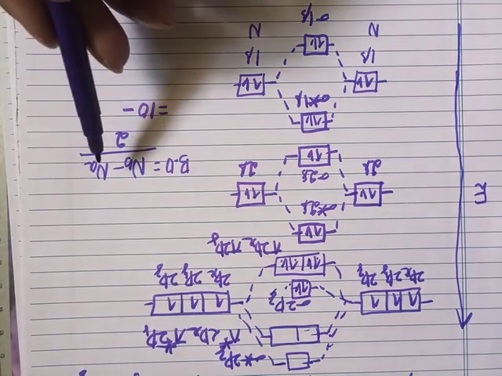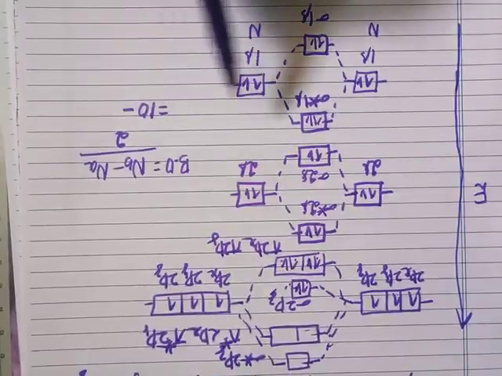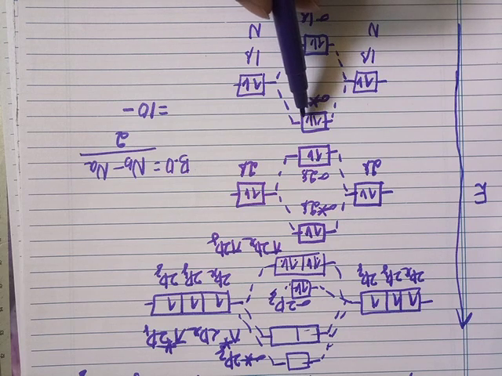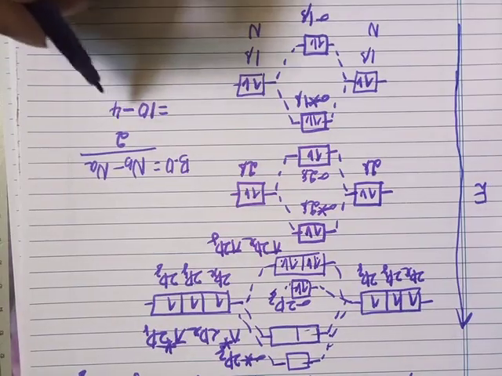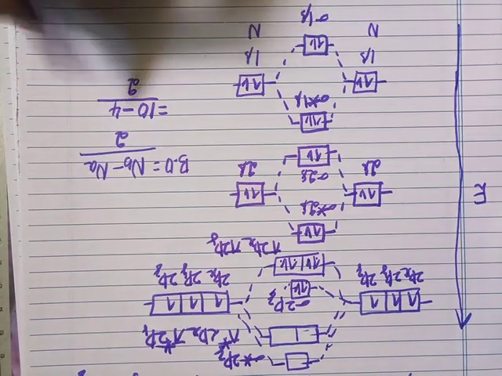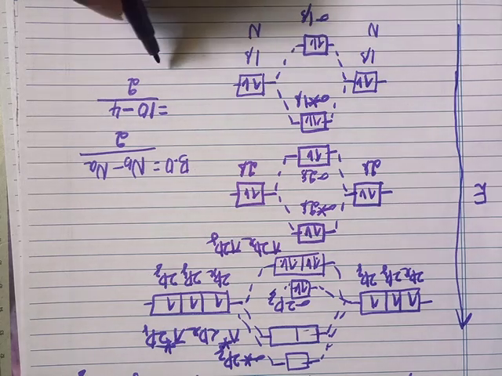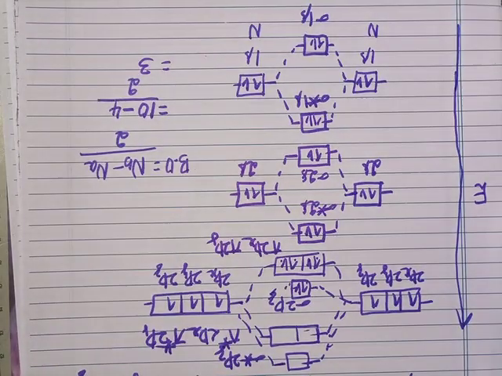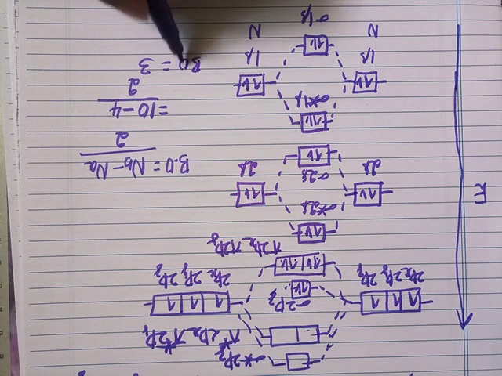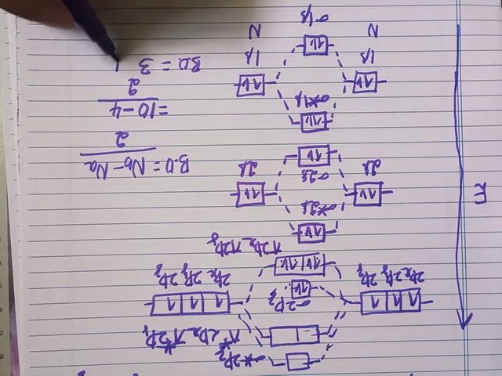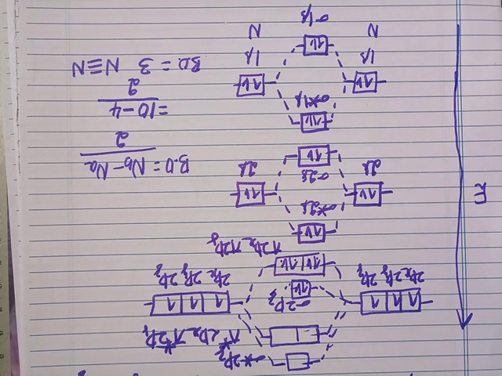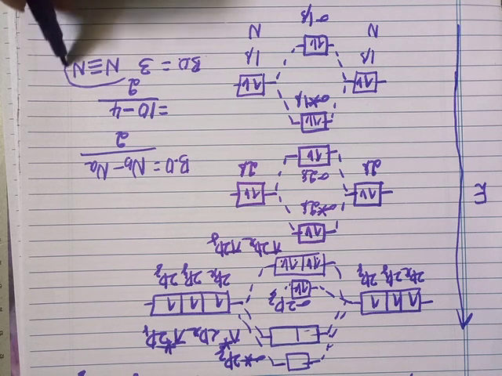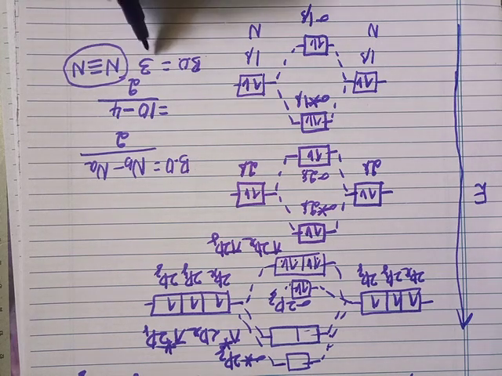Now the number of electrons in the anti-bonding molecular orbitals: 1, 2, 3, 4. So there are 4 electrons in the anti-bonding molecular orbitals, divided by 2. So the bond order is 3. A bond order of 3 indicates that there is a triple bond between the two nitrogen atoms.